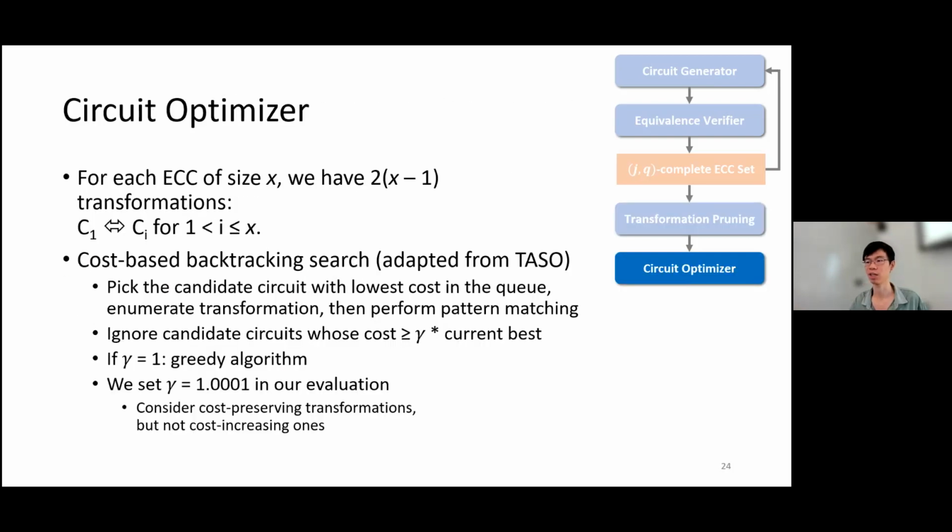Yeah, so now after that, we feed the ECC set into the circuit optimizer. For each ECC of size X, we can have 2 times X minus 1 transformations, where the representative is equivalent to all other circuits. And we use cost-based backtracking search, which is adapted from TASO, which is Zhihao's previous work.